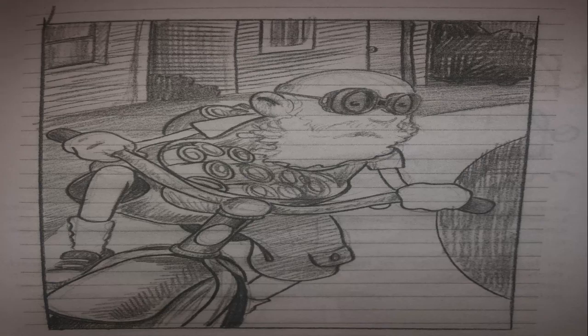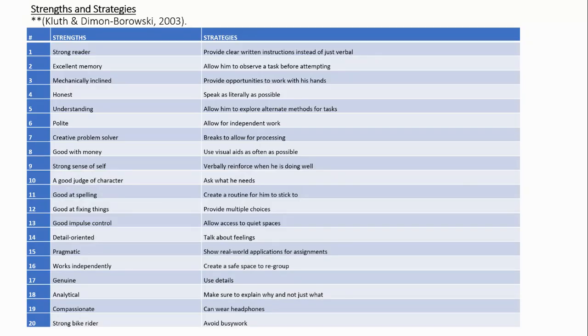So if you look at the strengths that Malloy has, he's a strong reader. He has an excellent memory. He's mechanically inclined. He's honest. He has a pretty good understanding. He talks about how if people are mean, it's not because they're really nice people at heart, it's because they're just mean. And so I think that helps him be a really good judge of character. He's polite. He's a really creative problem solver.